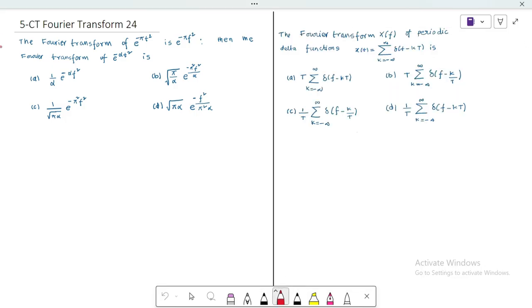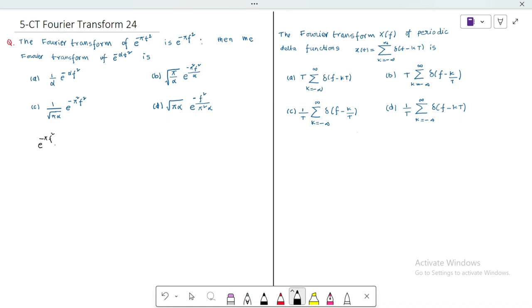So read the question. The Fourier transform of e power minus pi t square is e power minus pi f square. Then what is the Fourier transform of e power minus alpha t square? The reference is given. The reference, see here I'm writing: the Fourier transform equals e power minus pi f square.